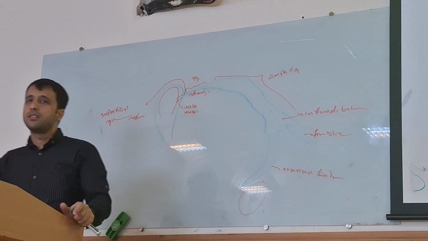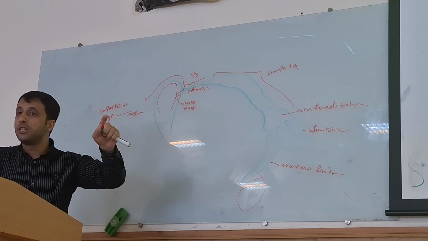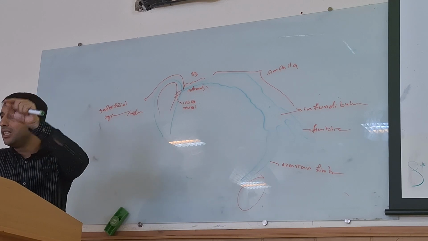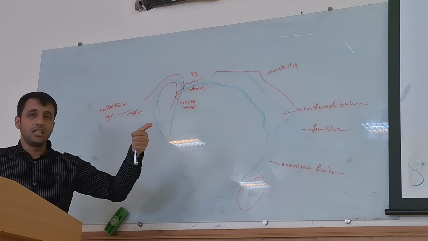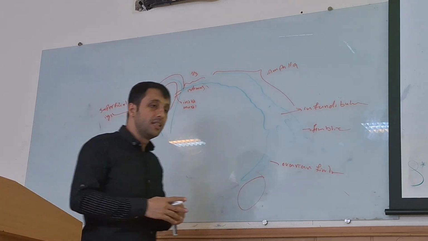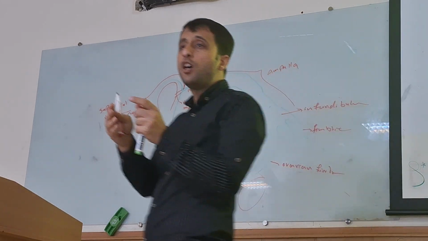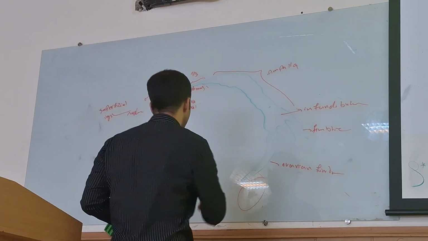What is the nervous innervation? Sympathetic and parasympathetic. Sympathetic from T10 until L2. Parasympathetic is from the vagus nerve and the splanchnic plexus. Okay? Vagus nerve and splanchnic plexus. Then, splanchnic, S2, S3, S4.